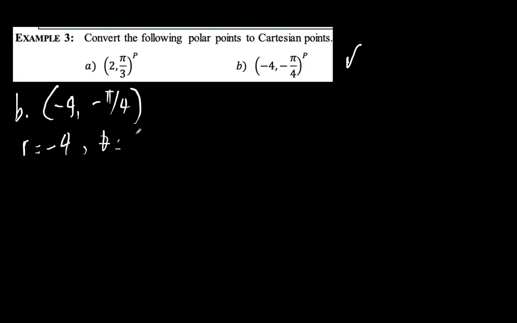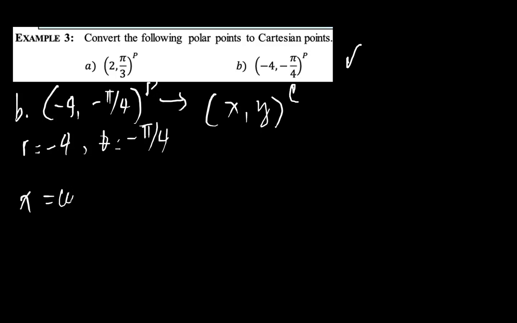Let's work on letter B. Our example letter B is (-4, -pi/4). So here our radius is equal to -4 and our theta is equal to -pi/4. Again, to convert this polar point to rectangular point (x, y), we need to make use of the formula.